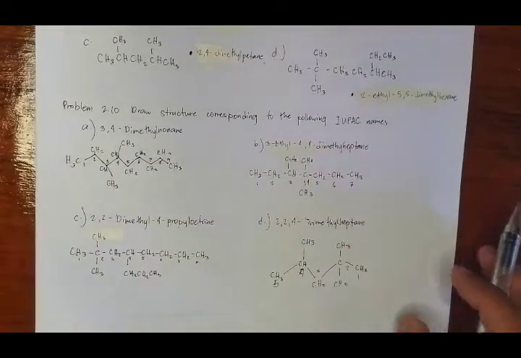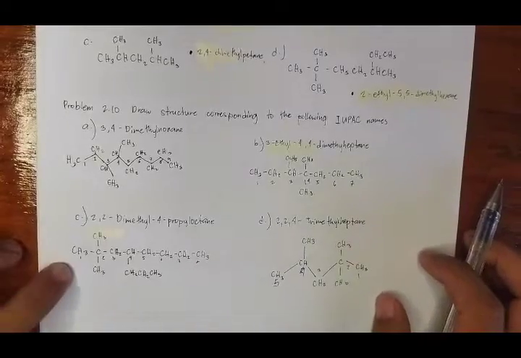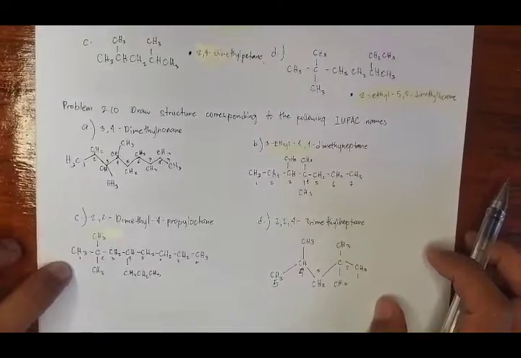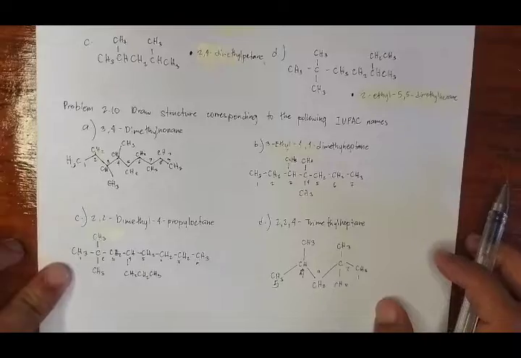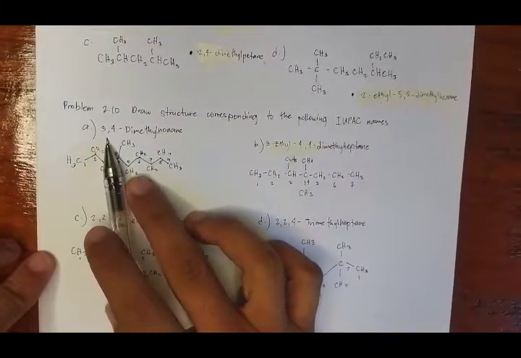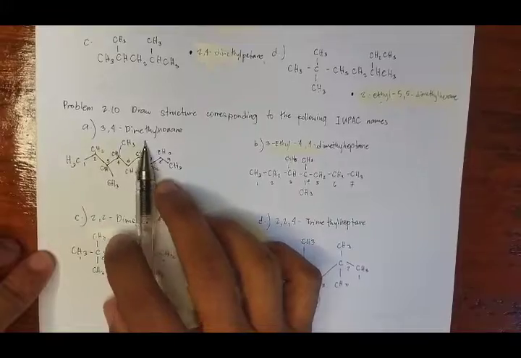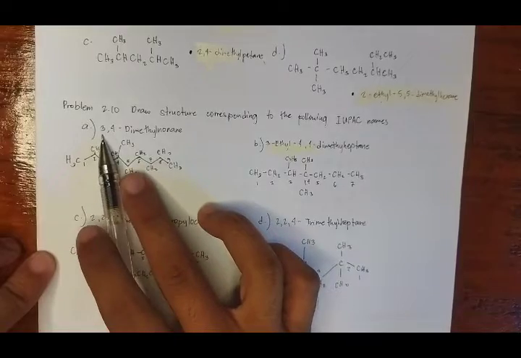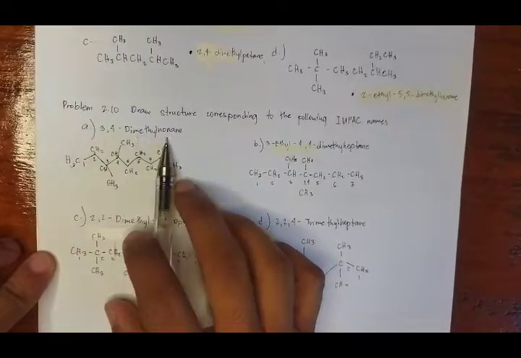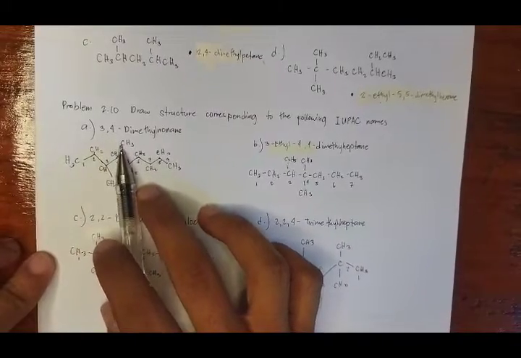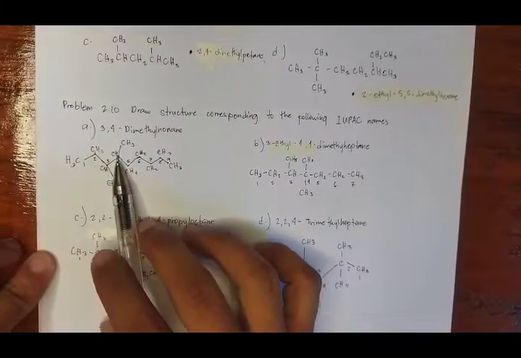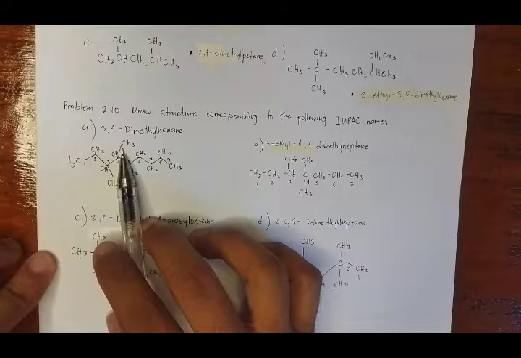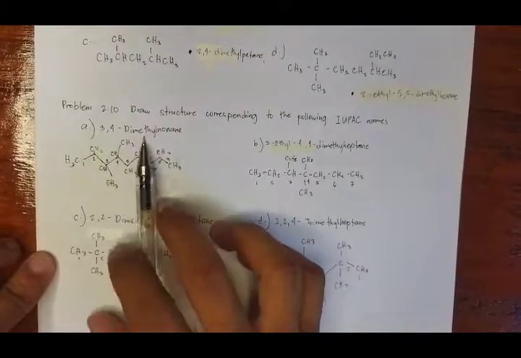And on problem 2.10, we're going to draw the structure corresponding to the following IUPAC names. So we can see here the 3,4-dimethyl nonane. So nonane, that would be 9 carbon chain, and we're going to put the substituent methyl, which is 2, on the 3rd and 4th carbon chain. So you can see here 1, 2, 3, 4, 5, 6, 7, 8, 9. And on the 3rd and 4th carbon chain, we're going to add the methyl, 2 methyl.